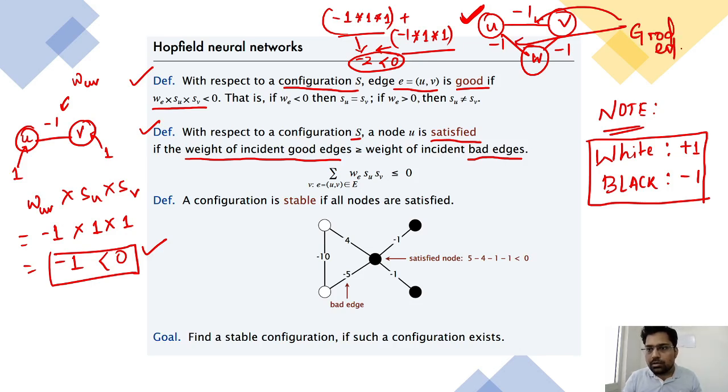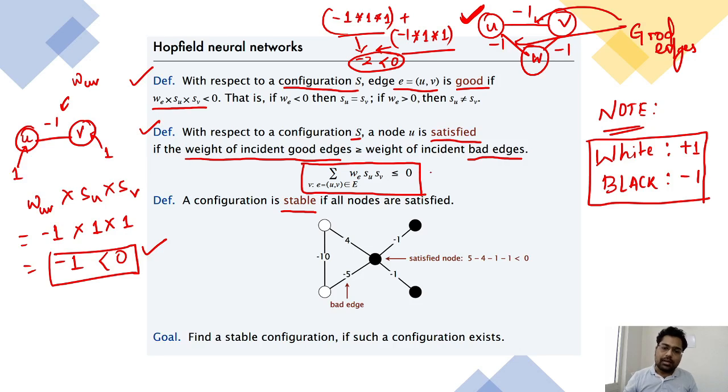Good edges for us. Next, a configuration is called stable if all the nodes are satisfied. Clear? We can say a node is satisfied if its value is less than 0. If all the nodes are satisfied, then we say it is stable, and our aim is to find a stable configuration. Clear?